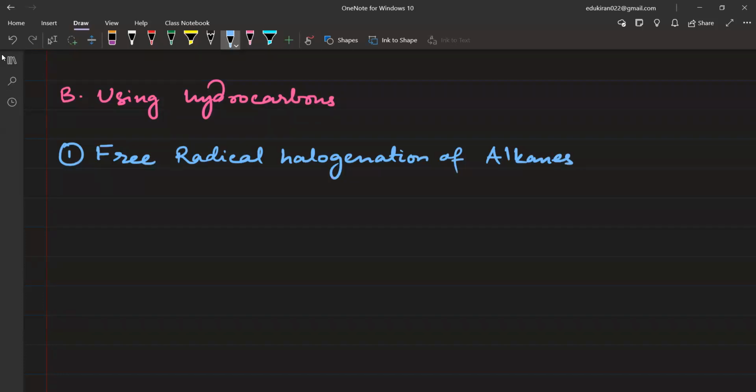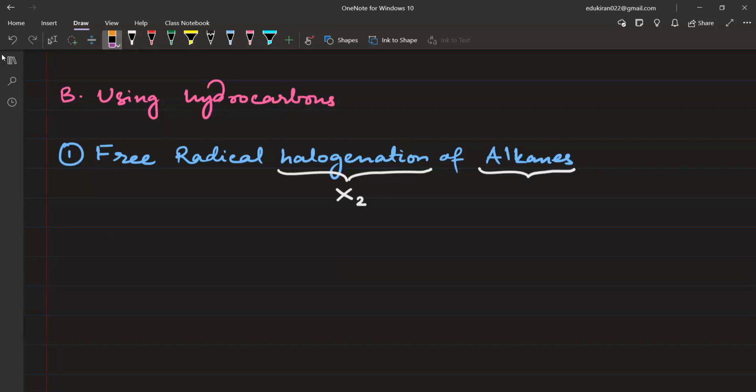An important thing here: whenever this word halogenation is used, understand that we are going to do the reaction with X2. Halogen, fluorine means we are doing fluorination, that means we are using F2. Bromination, Br2. Chlorination, Cl2. Alkanes means simple alkanes without any double bond or triple bond. So alkanes are generally shown as RH.